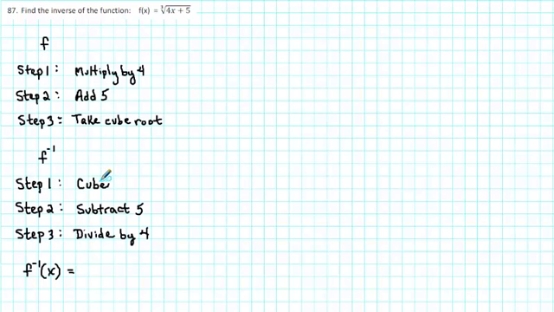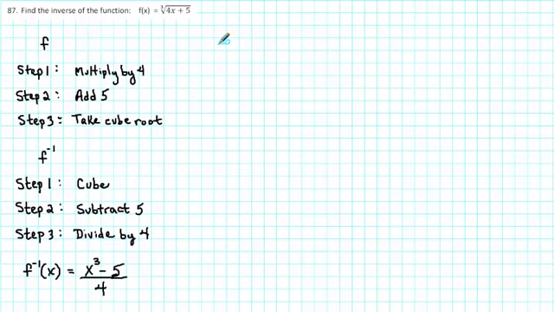First of all, we cube x. Then we subtract 5 from the result. And finally, we divide that result by 4. So f inverse of x is equal to the cube of x minus 5, all over 4.